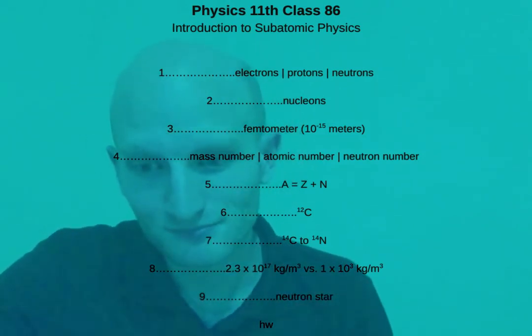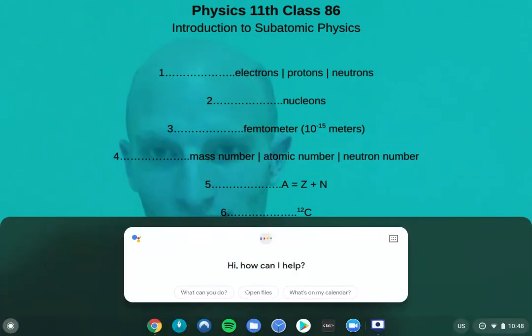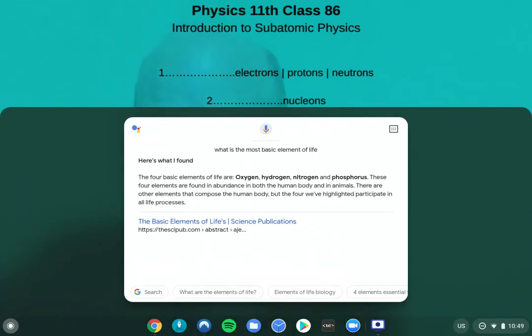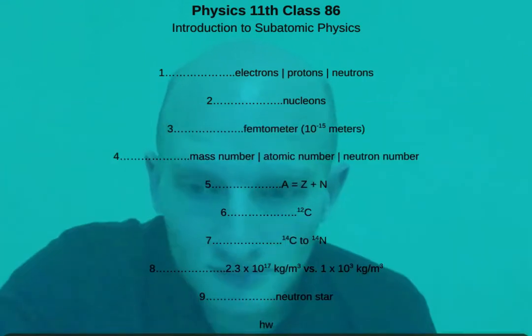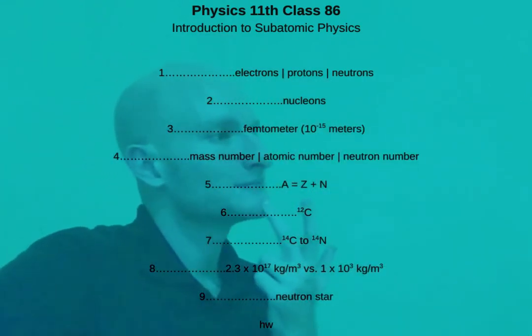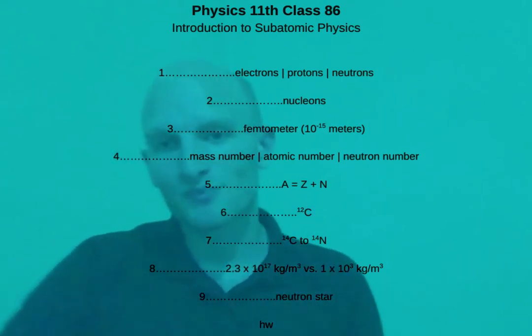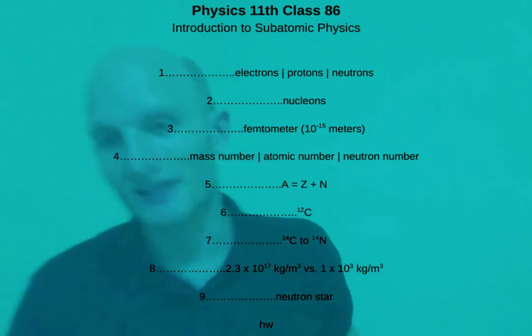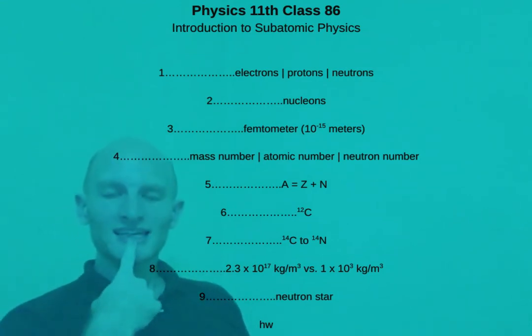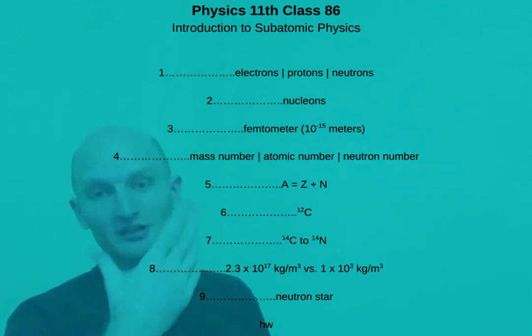Now listen to this. What is the most basic element of life? There's another question I asked before they gave me carbon. The idea is that your body has a ton of carbon in it, okay? So 50% of your dry mass is carbon.